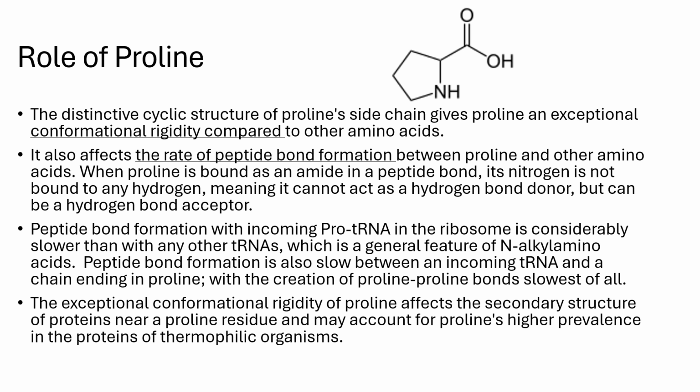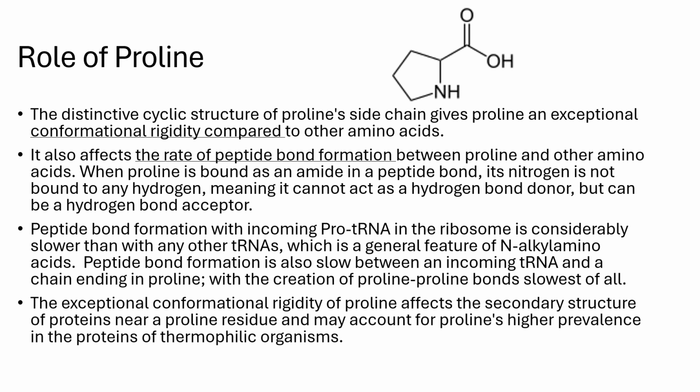So when proline is bound as an amide in a peptide bond, its nitrogen is not bound to any hydrogen. It accepts hydrogen as an acceptor. Peptide bond formation with incoming pro-tRNA in the ribosome is considerably slower than with any other tRNAs, which is a general feature of an alkyl amino acid. Peptide bond formation is also slow between an incoming tRNA and a chain ending in proline, with the creation of a proline-proline bond slowest of all.